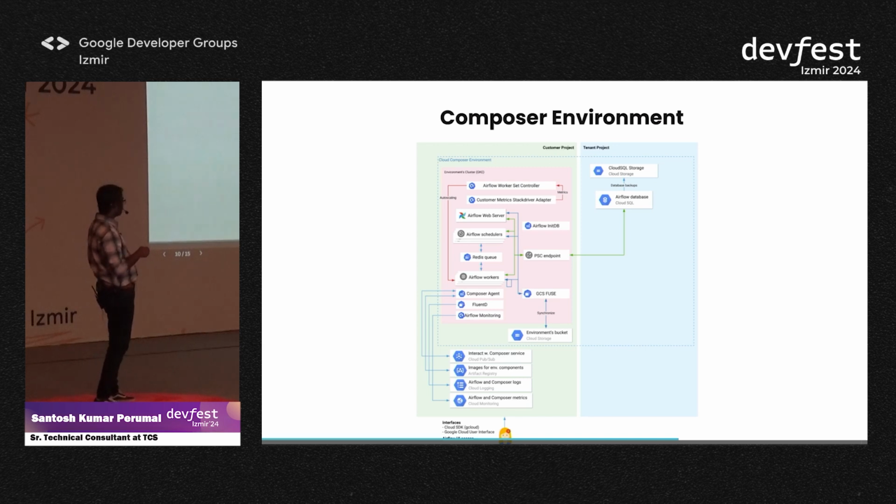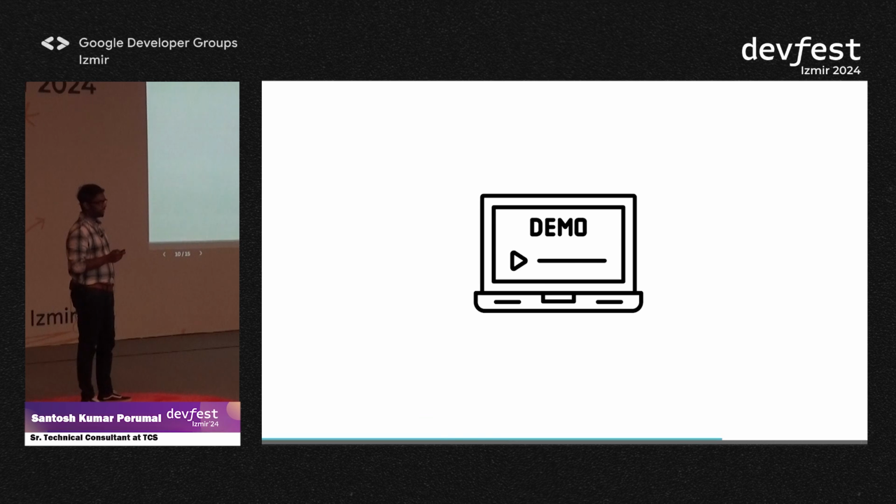So this is a high level overview of how a Composer environment looks. It has many components which I mentioned, like the Airflow worker, the composer agent, FluentD for forwarding the logs, and Airflow monitoring. Also, the web server is one of the major components, where you can see how your DAGs are performing, whether they are failing or succeeding, and many other details. All these components are integrated together in one offering called Composer. That's the main advantage of having Cloud Composer.